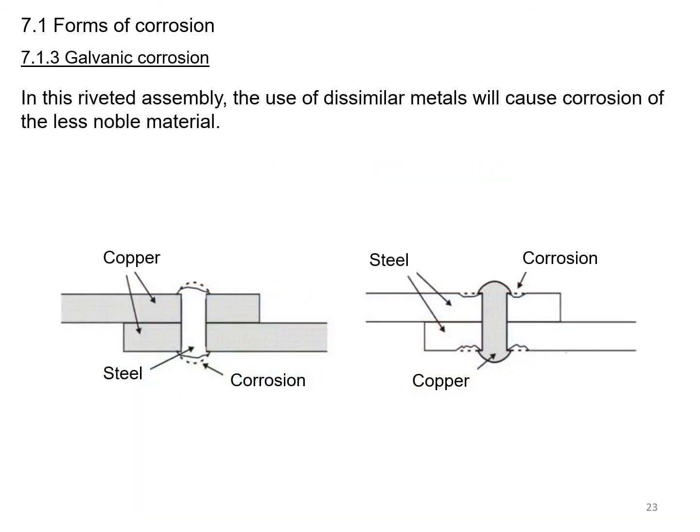For example, in this riveted assembly, the use of dissimilar metals will cause the corrosion of the less noble material. Now, on the left, you have copper plates with steel rivets. Now, the steel being less noble will corrode, meaning the rivets will actually corrode before the copper plates. In the example on the right, you have steel plates with copper rivets. Now you can see the rivets are intact, being more noble, and the steel will actually be corroded.